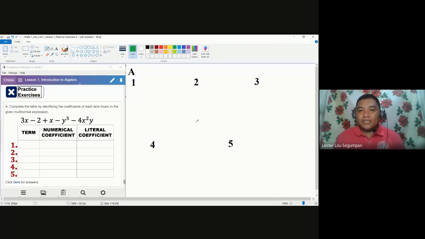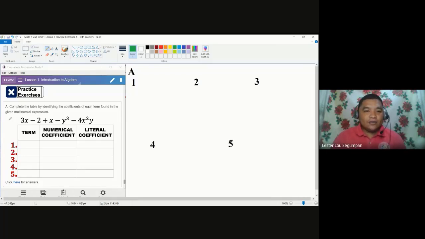and the literal coefficients. As to why numerical and literal coefficients are very important, it shall be very essential later on in dealing with operations of polynomials. So we need to understand in each term, there is always a numerical coefficient, and there may be times wherein literal coefficients may or may not be around. Now, let's just look at this given here, and later on, let's determine what are the numerical and literal coefficients.